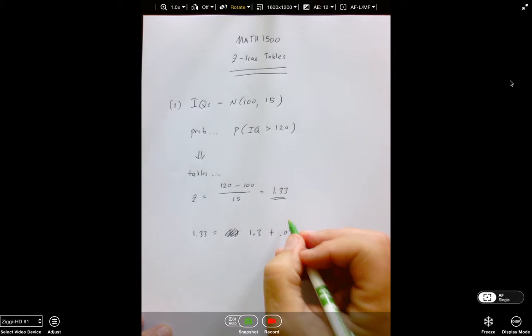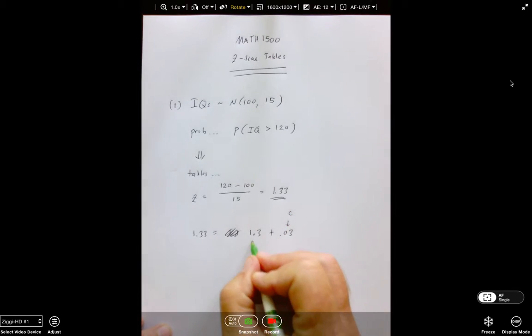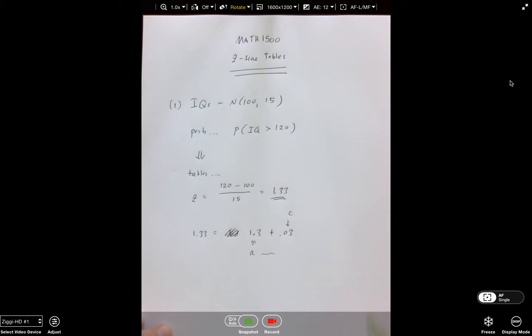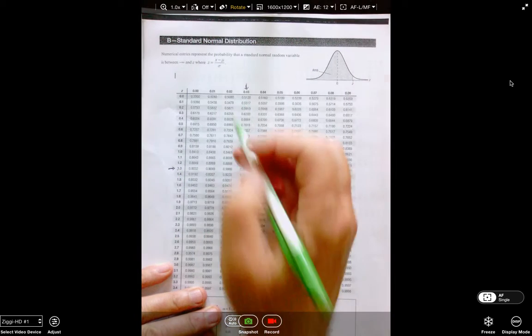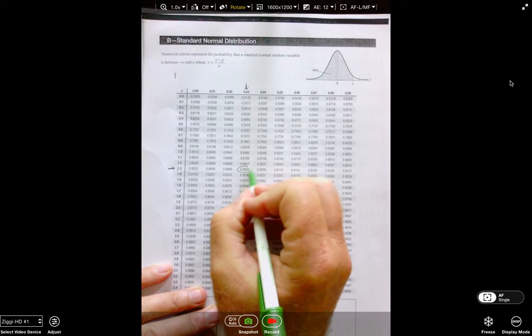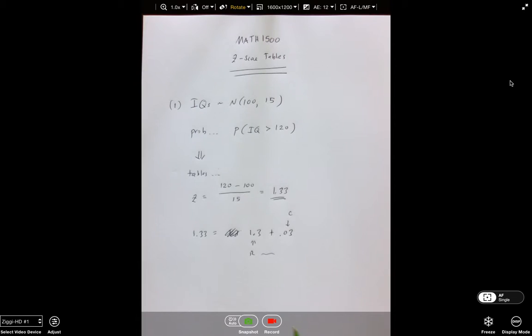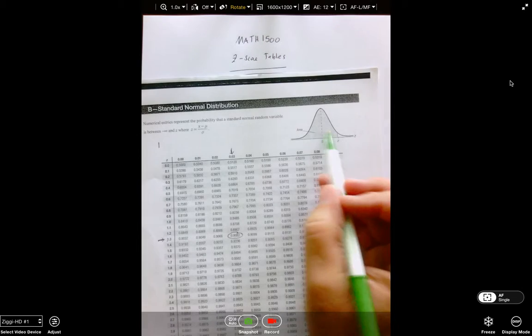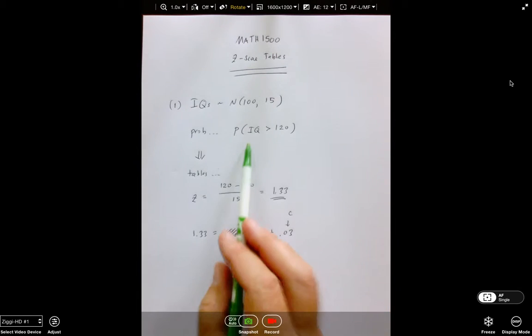So what they do is on the columns they give you the hundredths, and on the rows they give you the tenths. All right? So we come here on the table to 1.33, and we come here and get this answer of 0.9082. But that's not the answer because this chart gives us the area below, and we want the probability of getting an IQ above.